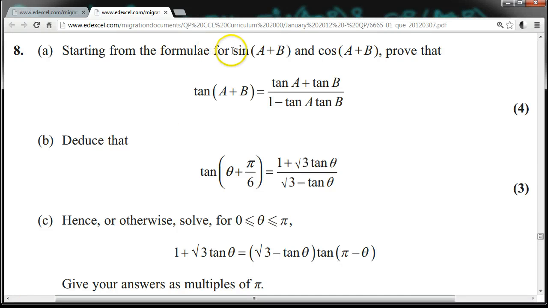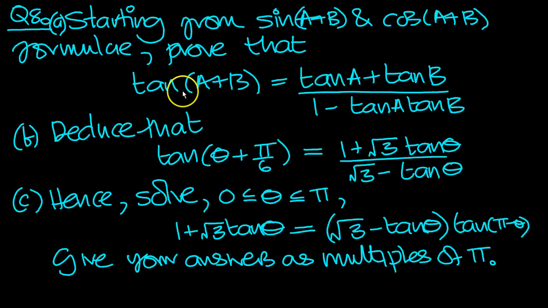Starting from the formula for sine of a plus b and cos of a plus b, prove that tan of a plus b equals tan a plus tan b over 1 minus tan a tan b. Deduce that this equation holds, and hence or otherwise solve this equation for theta between 0 and pi radians. Give your answers as multiples of pi.